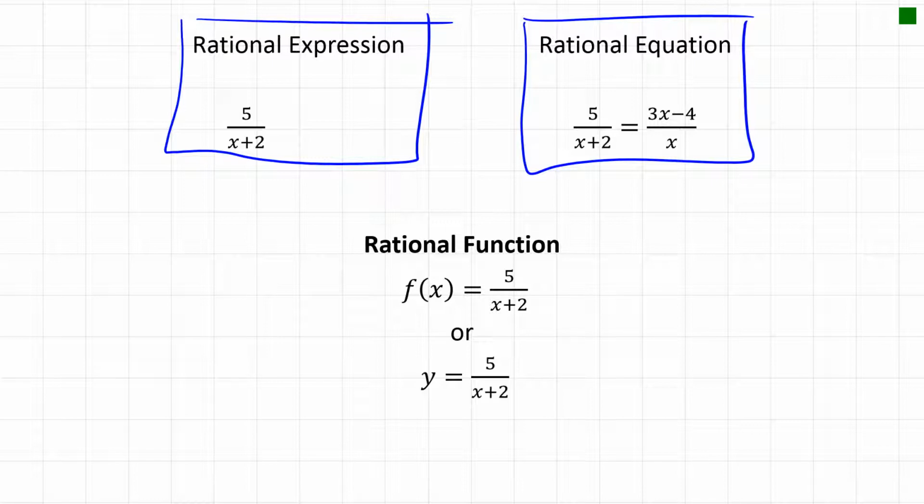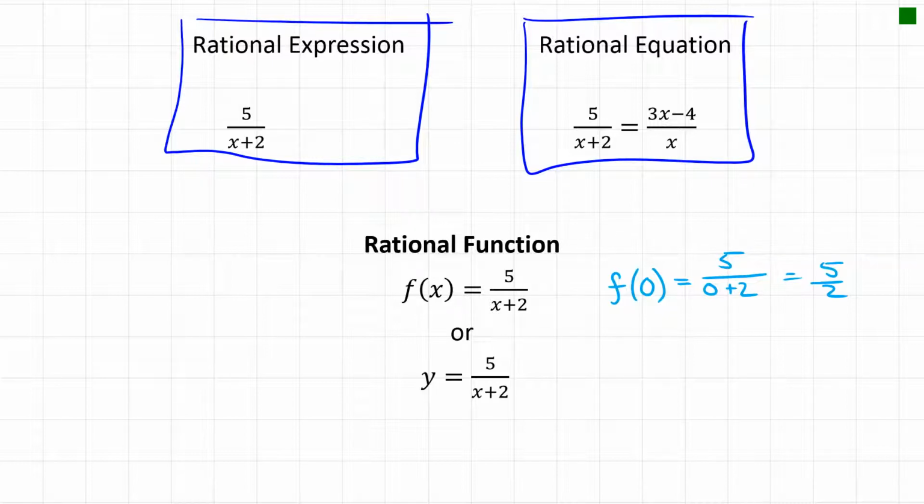A rational function is a relationship between what we call the function f and x. Here's an example of a rational function: f of x equals 5 over x plus 2. The value of the function f depends on what x is equal to. You can find the value of the function when x is equal to 0 by replacing x with 0, and you get 5 over 0 plus 2, or 5 over 2. So the value of the function at x equals 0 is 5 over 2.